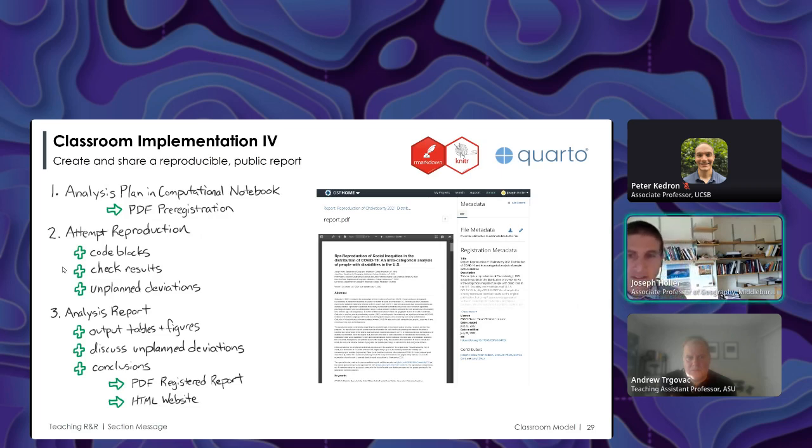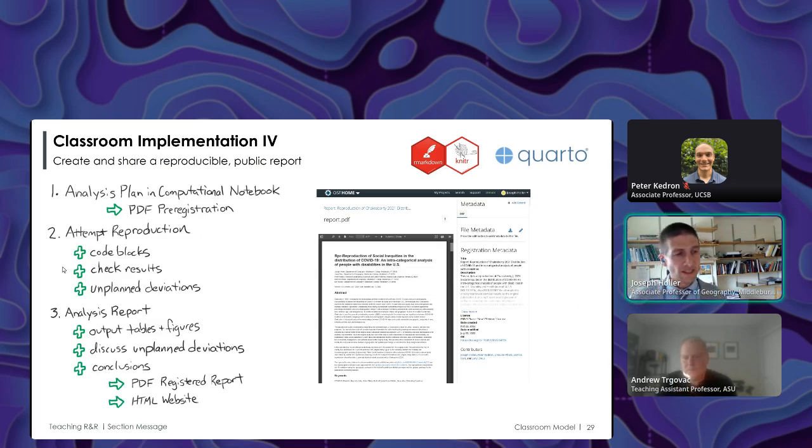And so finally, once you've made all that code work, you develop an analysis report. Ideally, you develop all of the table design and figure design in code itself so that the study is fully computational and so that you can render one final report using the computational notebook. And then you go into a discussion of the unplanned deviations, why they occurred, and how important they were based on the differences that they made in the final results.